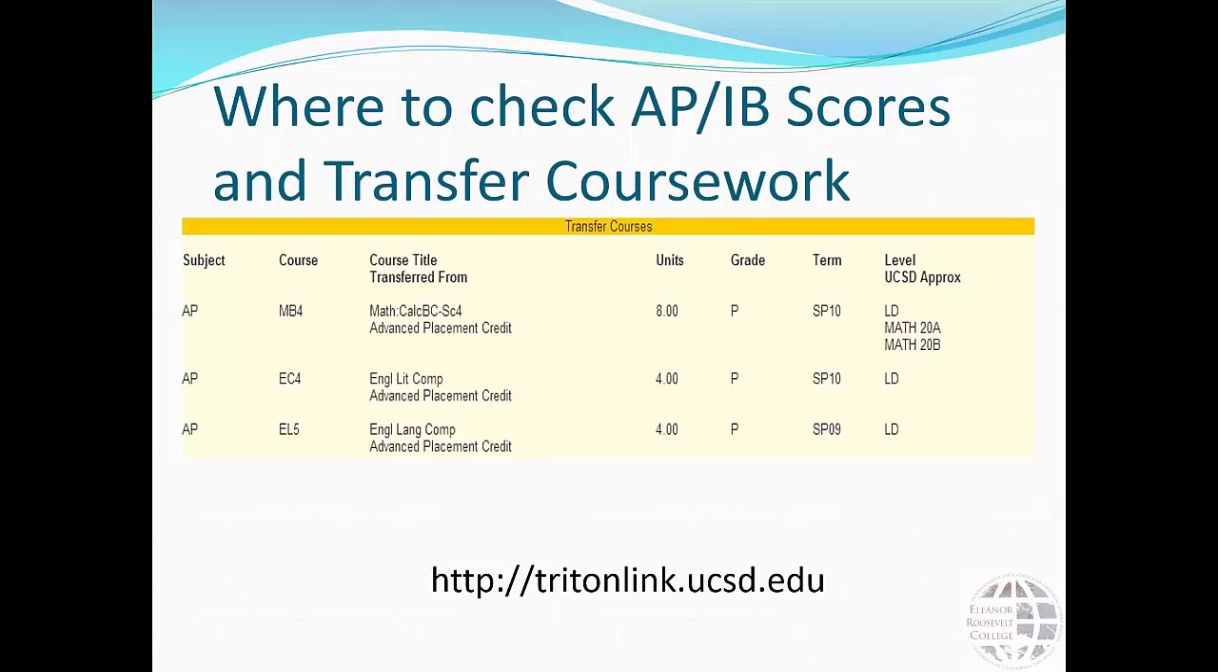To check your scores, go to tritonlink.ucsd.edu. Under your academic history, you will see your test scores and transfer coursework. Please note that it may take longer to process and post test scores and transcripts to your record, so continue to monitor your academic history in TritonLink. Most college transcripts you sent to UC San Diego admissions should be on your record in time to enroll in fall quarter classes.